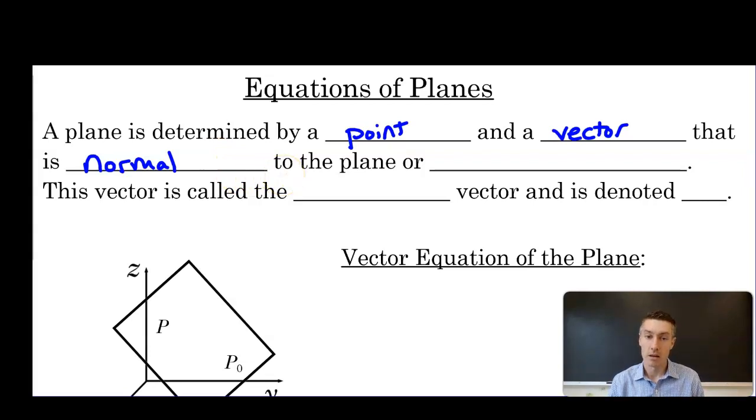So let's take a second. If we think back to the equation of a line, we define that with a point and a direction vector, which was a vector parallel to the line. And now for the equation of a plane, we're defining it using a point and a vector that's now normal to the plane. Now what does normal mean? That means perpendicular or orthogonal.